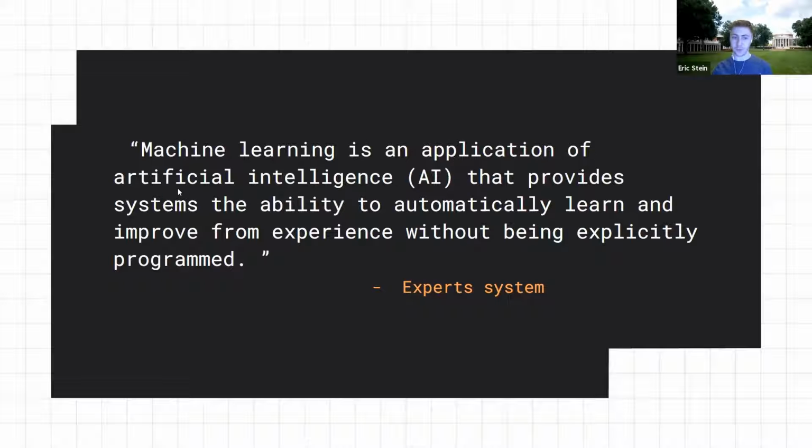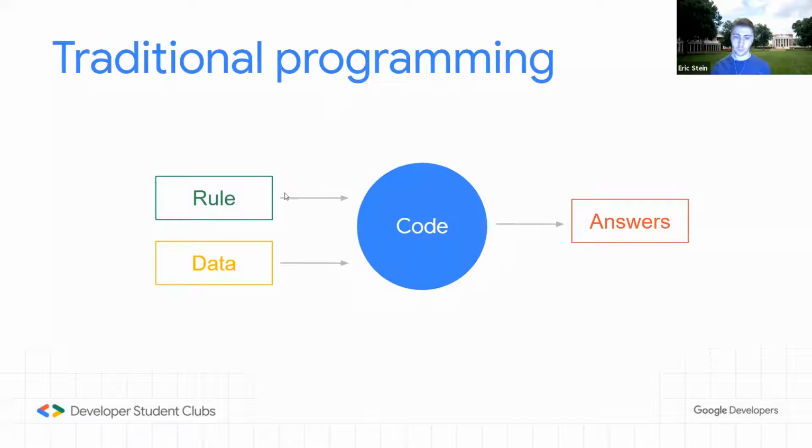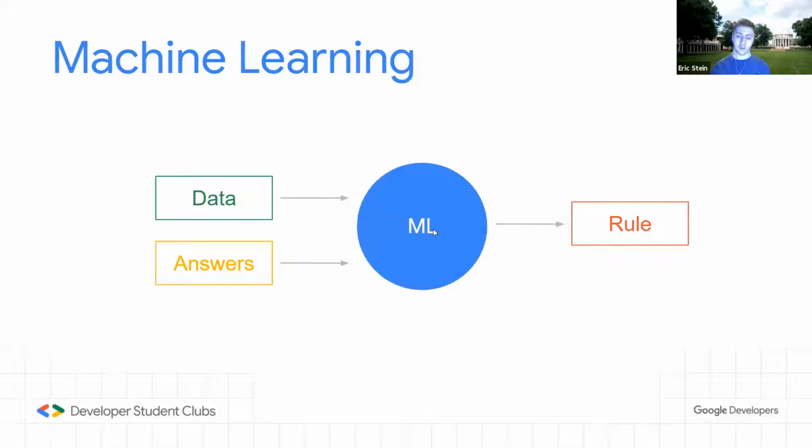So here's a good quote that summarizes machine learning. Machine learning is an application of artificial intelligence, AI, that provides systems the ability to automatically learn and improve from experience without being explicitly programmed. So basically, the machine or the system learns to do tasks by itself. Usually when you code, you write the rules, you collect data as input, and then you output answers or functionality. But with machine learning, this is a little bit reversed. Data goes into the model, answers go into the model, and then the model determines the rules, the actual code, the functionality.